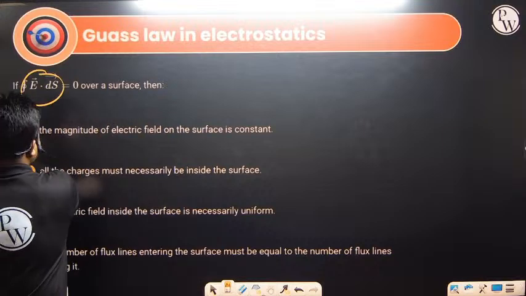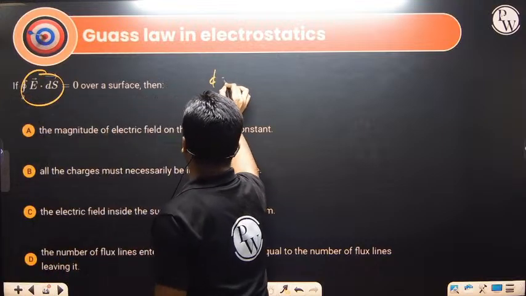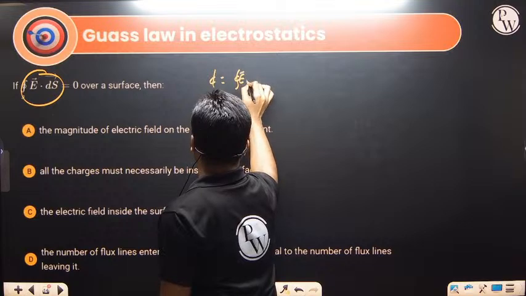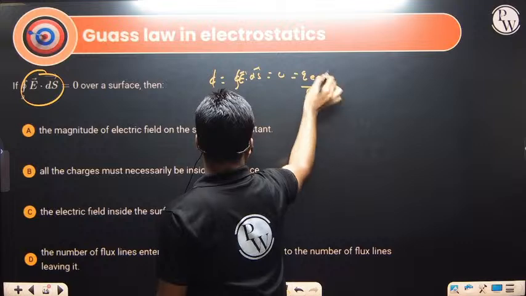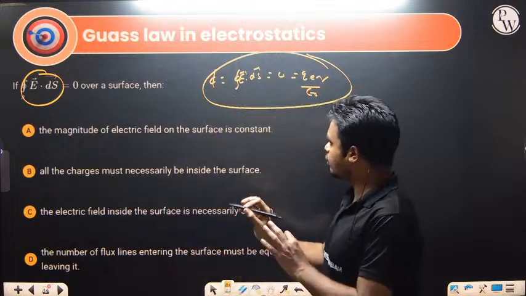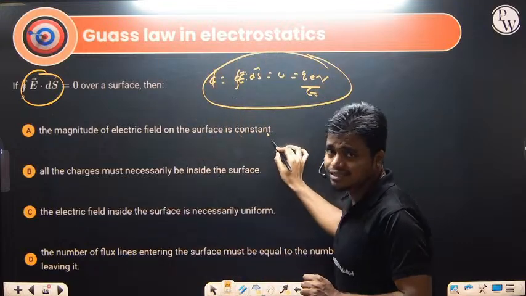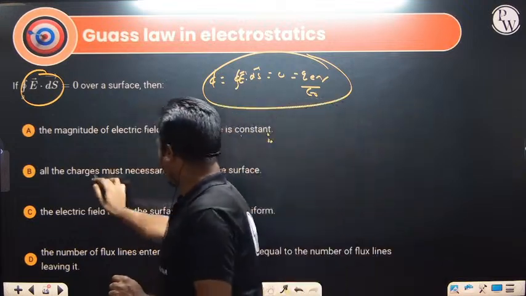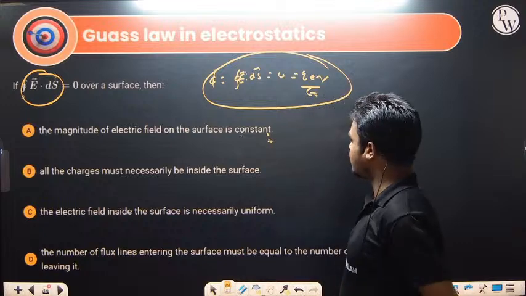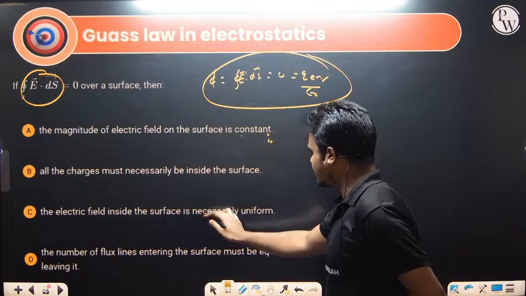If the integration of E dot ds is 0, that means flux is 0, since flux equals q enclosed divided by epsilon naught. The magnitude of the electric field on the surface is constant? I can't say about this; the electric field may or may not be constant. Next, all the charges must necessarily be inside the surface? No. The electric field inside the surface is necessarily uniform? No.